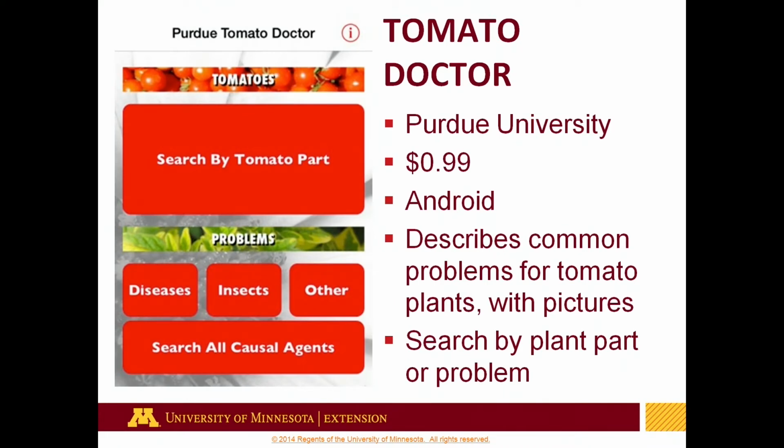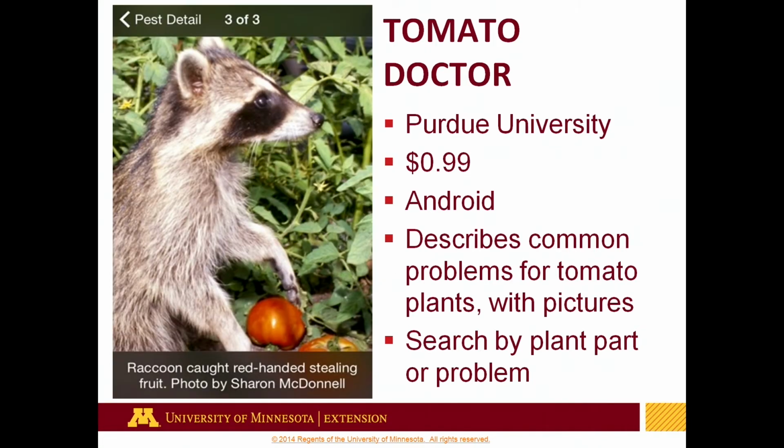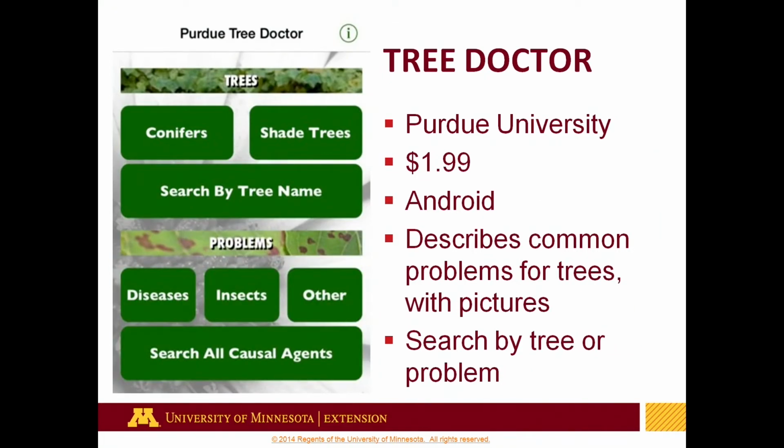Tomatoes, hey, 99 cents. Well, we've seen how to search for a tomato part or search for a disease. What is other? Just wonder what other might be. Oh, that's another. Had to put this one in there. Tree Doctor, that's the last of the Purdue Plant Doctor apps. This one's more expensive. It's $1.99. And you can search by conifers or shade trees, tree name, diseases, insects, others.